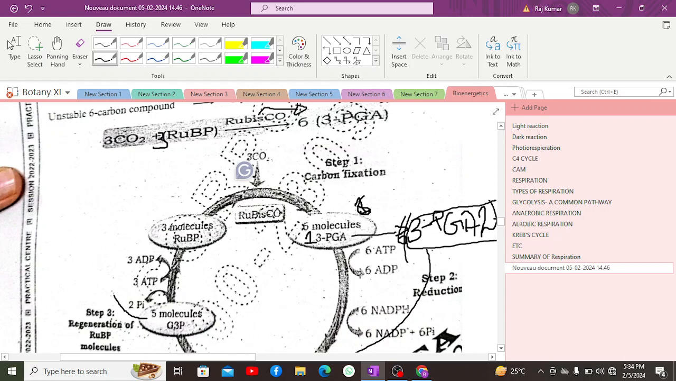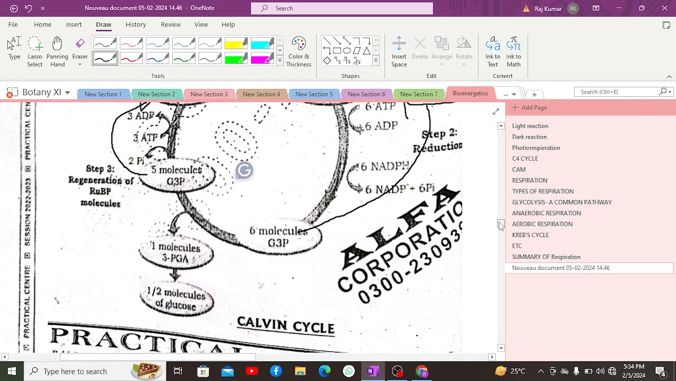The enzyme which would be utilized in this process would be a reductase. Here, glyceraldehyde 3-phosphate will now be oxidized, as a result of which it will be converted into 3 molecules of ribulose bisphosphate. And this is how the process of photosynthesis will be occurring over here.